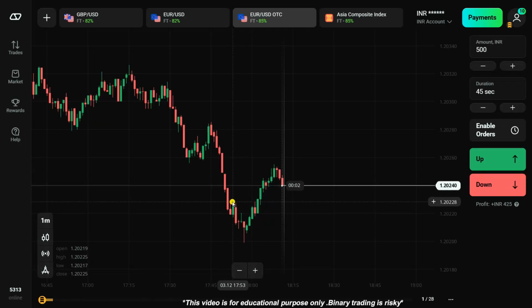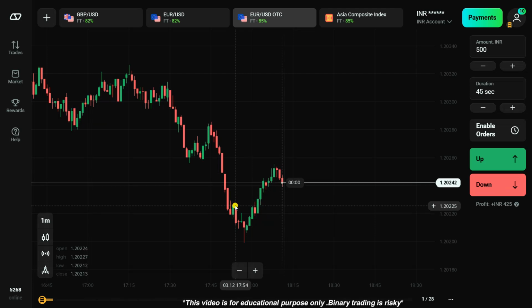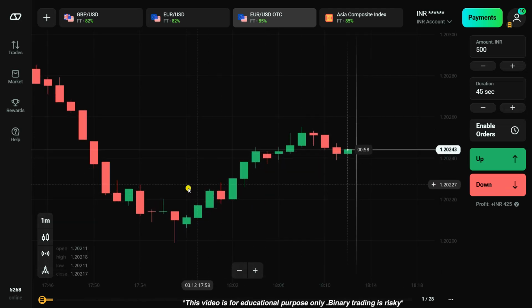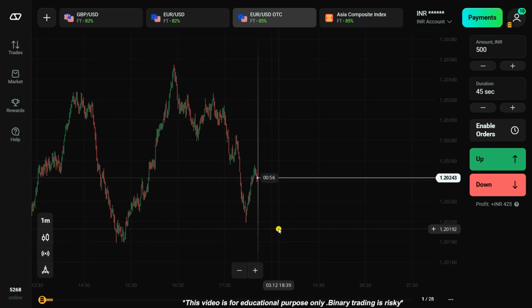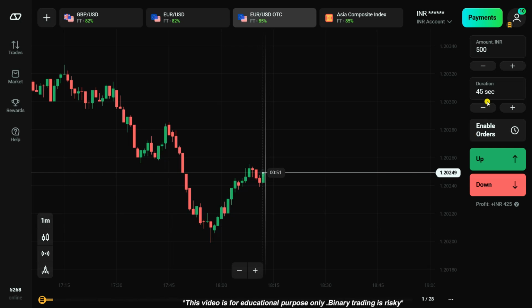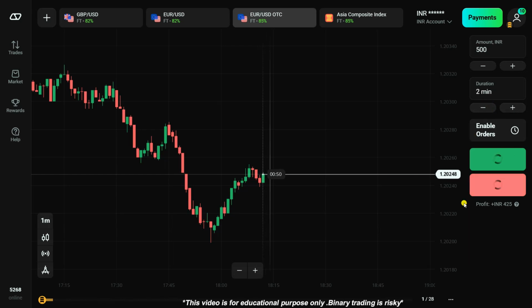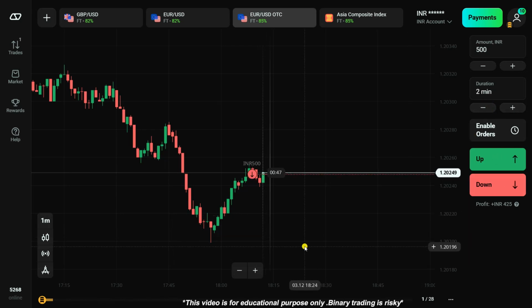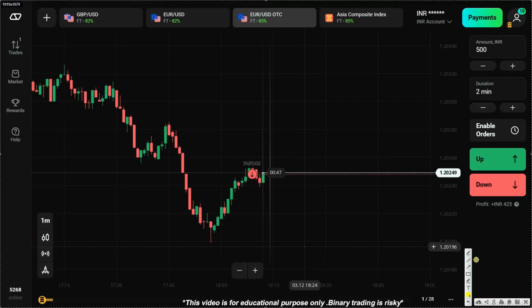So here we are taking the trade based on the price action concepts. This market is a GBP USD market, which is a real market. Here I am taking a downward direction trade for the period of 2 minutes. Why did I trade the downward direction for 2 minutes? Because the market is in a downtrend.